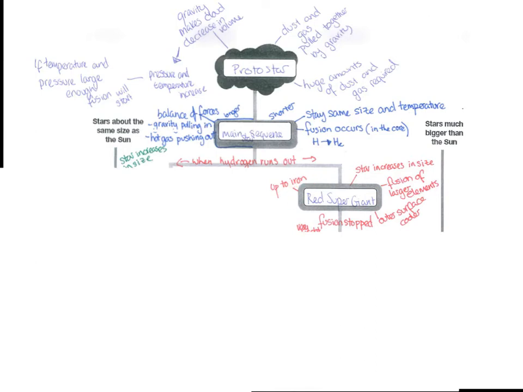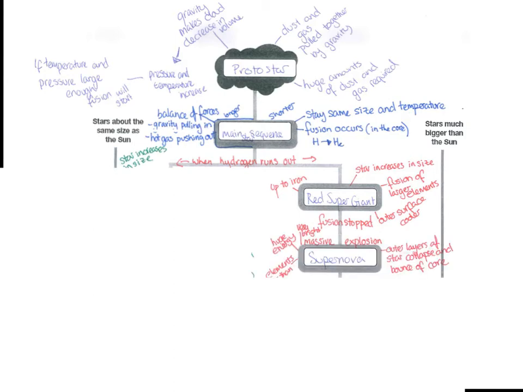Again, the outer surface of the red supergiant is cooler because the star has increased in size, which has meant that it's changed colour to be red. Now, eventually, all of the helium will run out in the red supergiant for fusion, and at that point, the star will change again into a supernova. Now, a supernova is a massive explosion. It's very bright. You can see it all across the universe, and it releases a huge amount of energy.